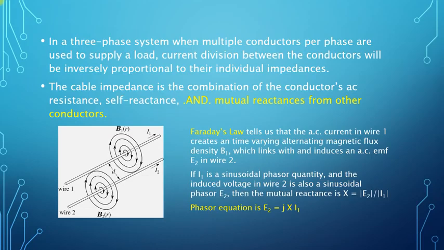When there are multiple paths between a source and a load, the currents will divide between the paths such that the current in each path is inversely proportional to the impedance of the path. Simple circuit analysis tells us this. When cables are arranged in parallel supplying a load, there will be a mutual reactance between the phases, and this mutual reactance increases as the distance between the conductors gets smaller.